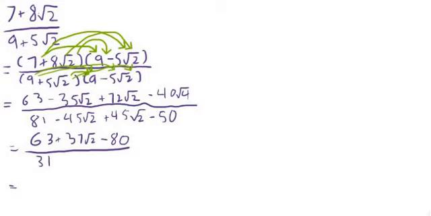And then we will get 63 minus 80 is minus 17, plus 37 root 2 over 31. And you cannot simplify that anymore, so that is the final answer.